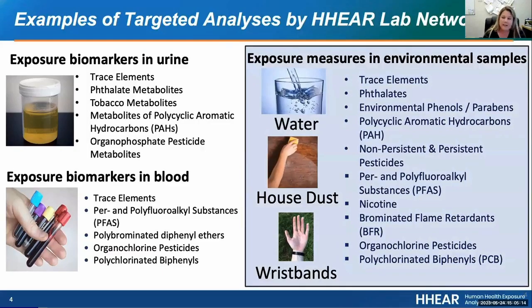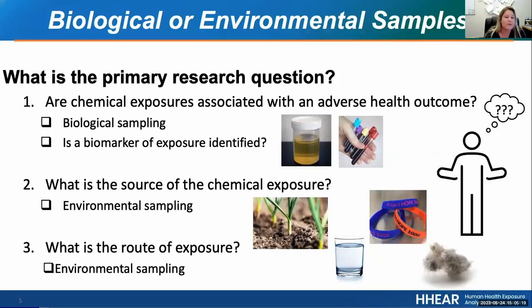But in selecting samples to support your research study, it really depends on your question of interest, right? So if your question is, are chemical exposures associated with an adverse health outcome? Well, then it probably makes sense to focus on the analysis of biological samples, and particularly blood or urine. And the choice of blood or urine often depends on whether an established biomarker of exposure or method has been established. Maybe it depends also on the half-life of the chemical. Typically, we use blood for chemicals that have long half-lives, urine for chemicals that have short half-lives.